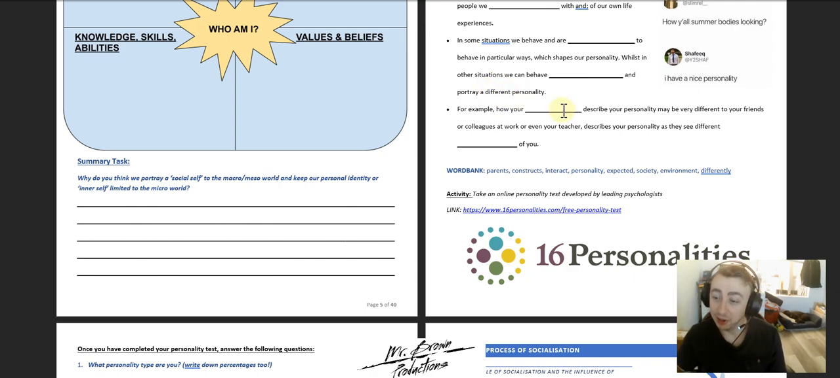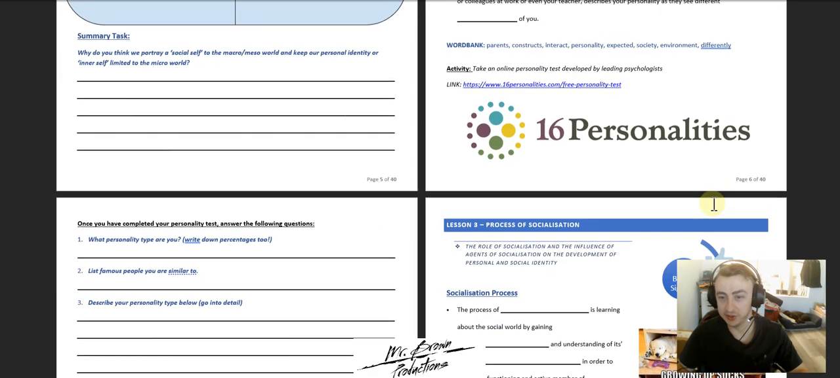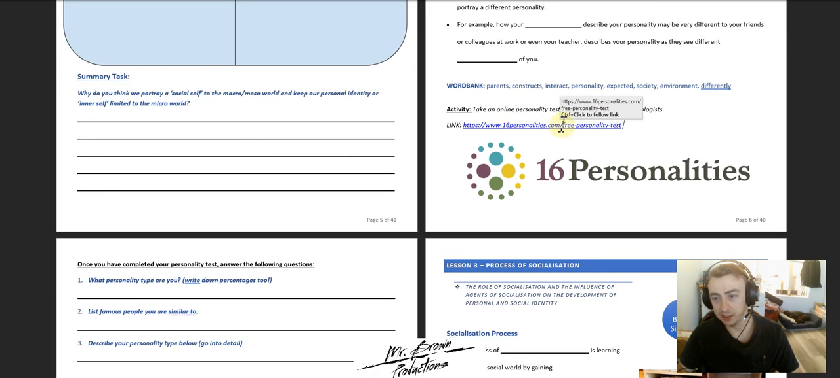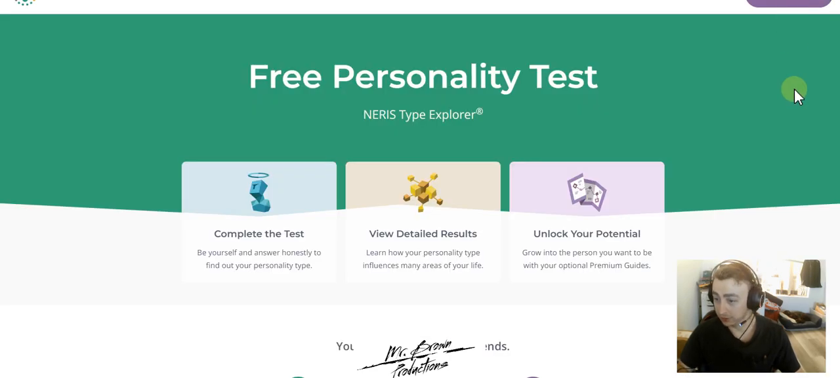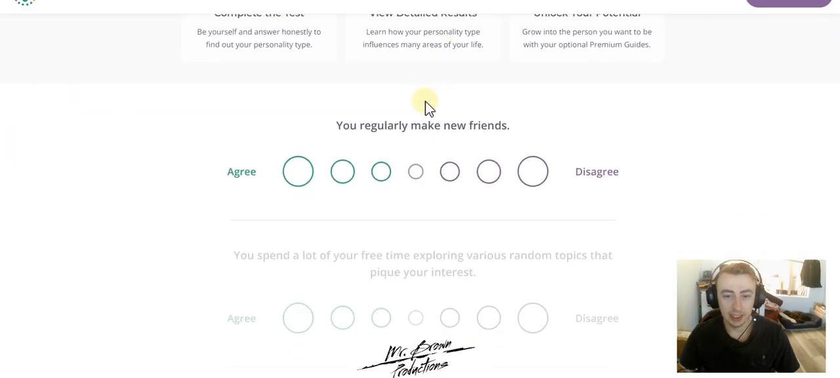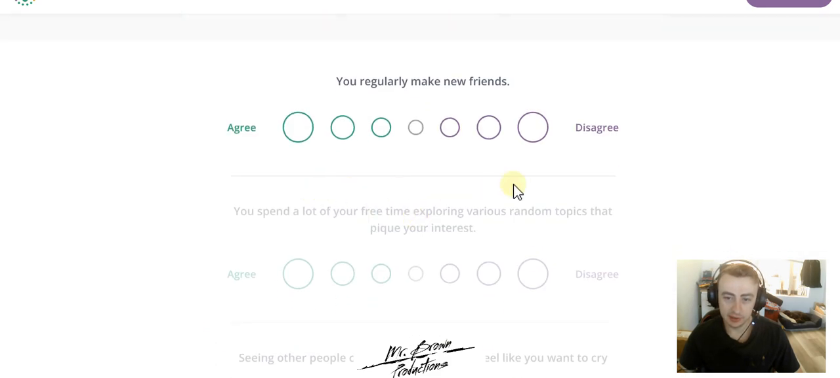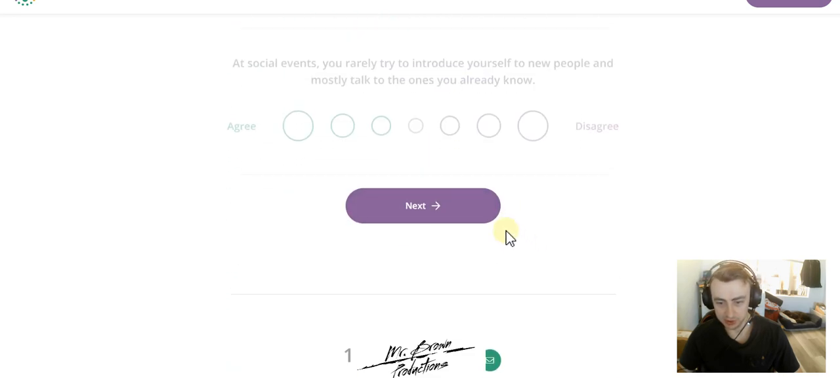However, there is a very cool way to find out what kind of personality type you are, and again that links to your identity. So what I want you guys to do in this next activity is go to this website, which will look something like this, and there is a Likert scale or rating scale of questions that you'll just use.